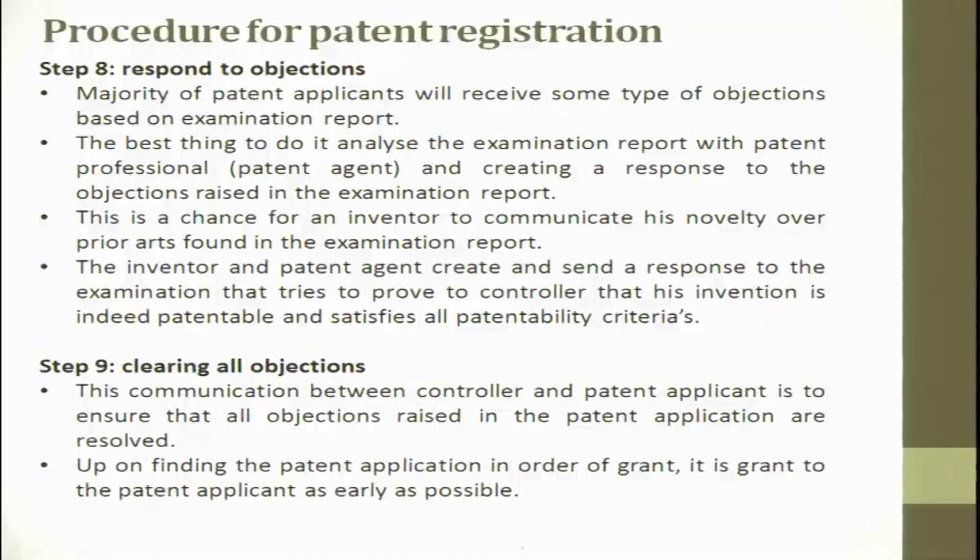So, the majority of patent applicants will receive some type of objection based on the examiner's report. The best thing to do is analyze the examination report with patent professionals and create a response to the objections raised by the examination report. This is a chance for an inventor to communicate his novelty over the prior art found in the examination report. The inventor and the patenting agent create and send the response to the examination.